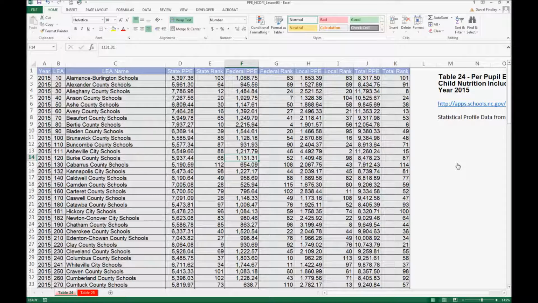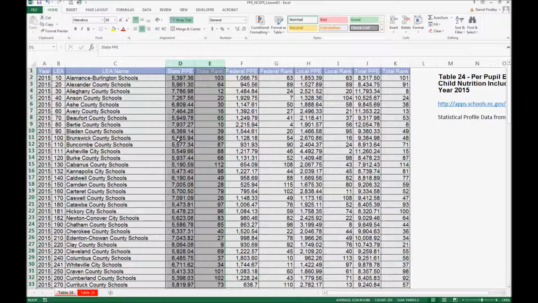The base of the data that we're looking for are per pupil expenditures, and these are contained within columns D through K. And they're really organized in two sets of columns. So D and E are related, F and G, H and I, and columns J and K are each related. So we'll start with D and E. These are the state per pupil expenditures.